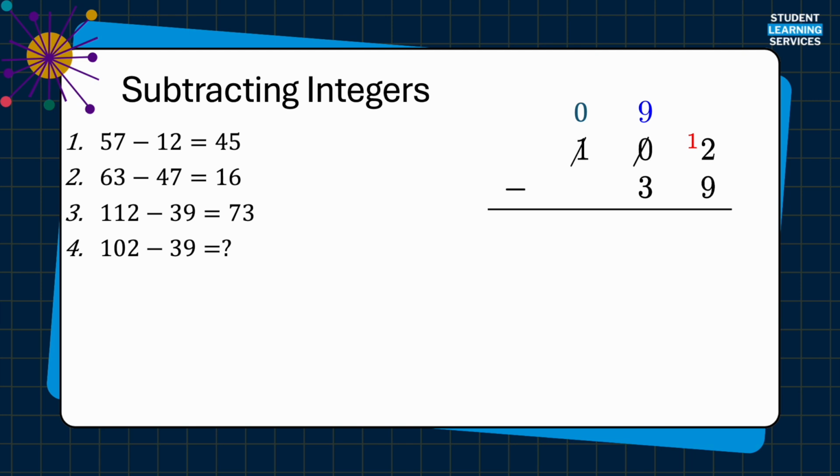So now we can deal with 12 minus 9. That's equal to 3. And then in the tens digit, we are dealing with 9 minus 3. That's equal to 6. We can move on to the hundreds digit. We have 0 minus 0, which is equal to 0 as well. Therefore, 102 minus 39 is 63.